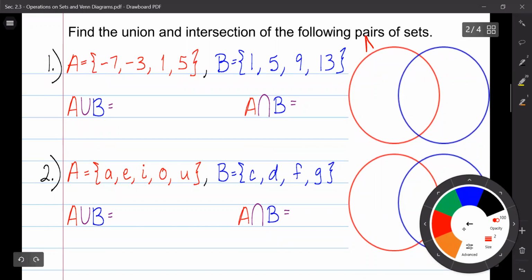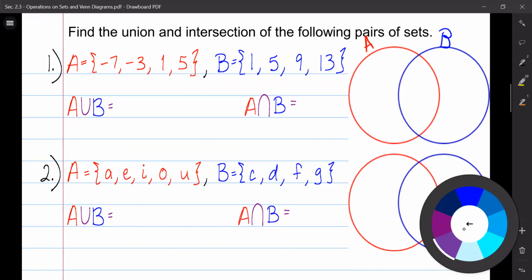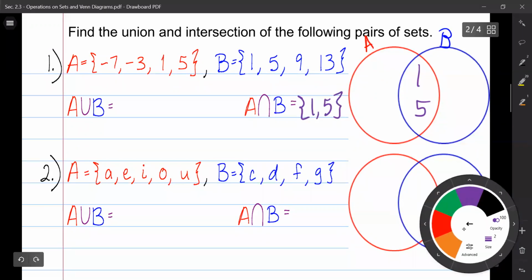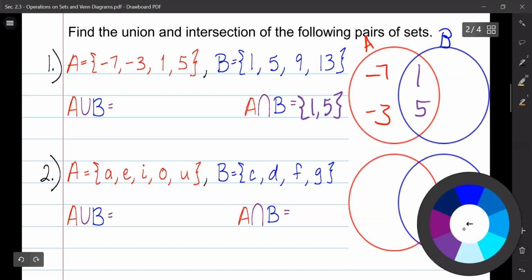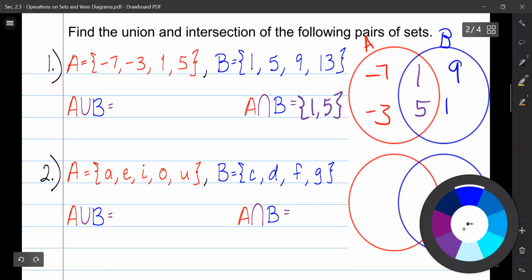So we want to find the union and the intersection. I always like to do the intersection first because it's just smaller and easier. The elements that these two sets have in common are 1 and 5. So when we fill in the Venn diagram, those would be in there. And then the other elements of A are -7 and -3, and the other elements of B are 9 and 13. So that's how the Venn diagram would be filled out.